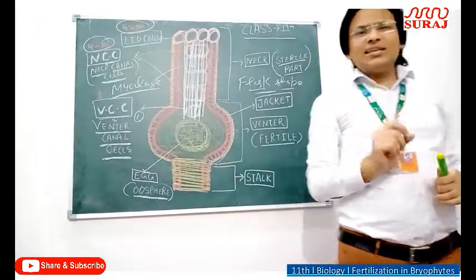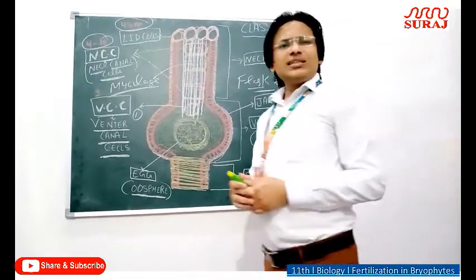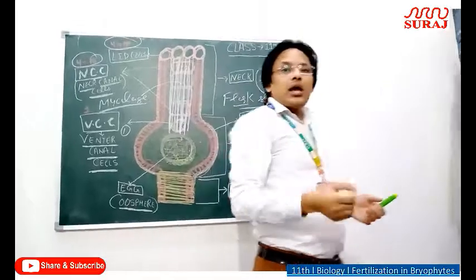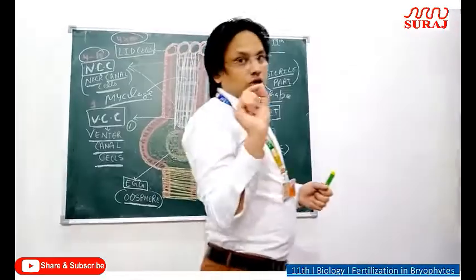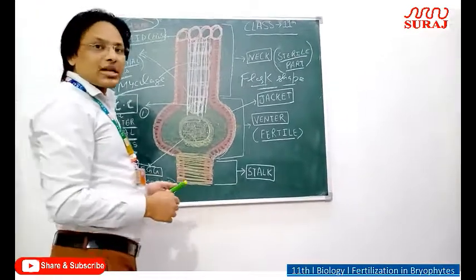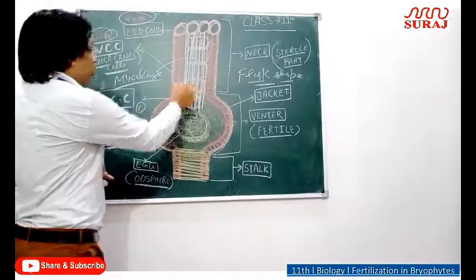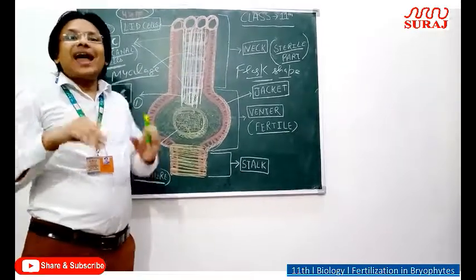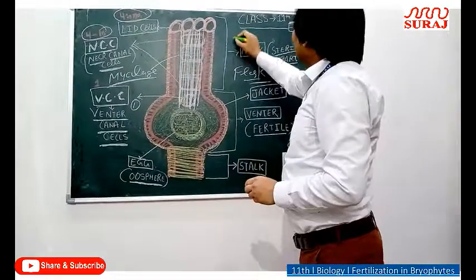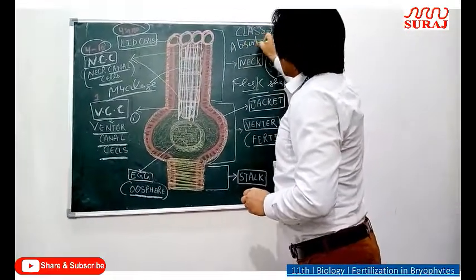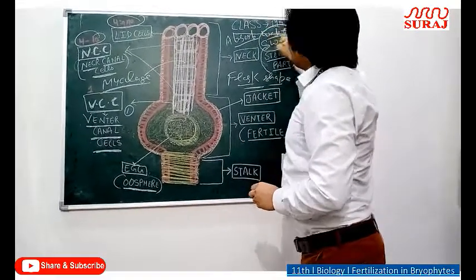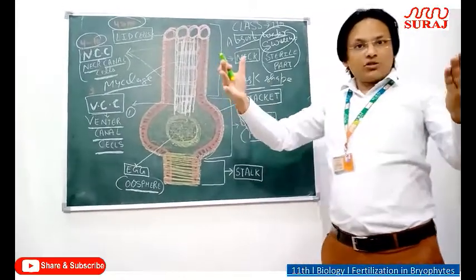Now what do you mean by mucilage? Mucilage is a thick glue-like substance that is secreted by some plants and some microorganisms. You can say a viscous glue-like substance is called mucilage. Now mucilage absorbs water and swells. It absorbs water and swells up.